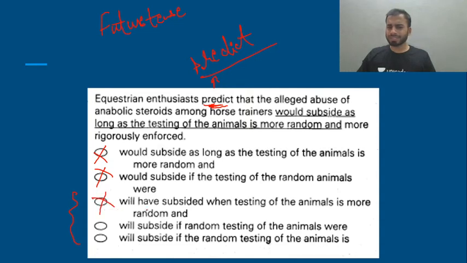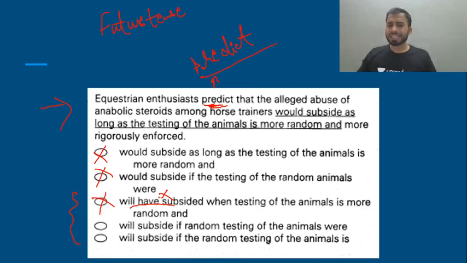Can eliminate option C as well. Will have subsided. Do I need future perfect? I don't need future perfect at all. This is a sweeping statement, right? This is talking future tense. This is saying that enthusiasts predict that the alleged abuse of anabolic steroids among horse trainers will subside. I don't need future perfect, right?